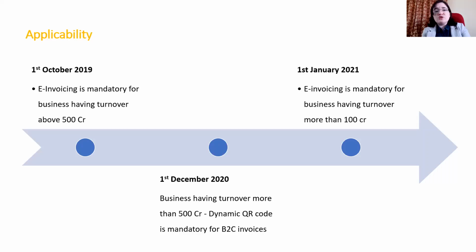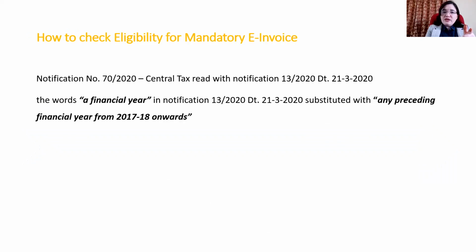So if your turnover is more than 100 crore, then definitely from 1st January 2021, e-invoicing is applicable to your company. Now the question arises: for which year do you have to check the 100 crore? If you refer to Notification 70 of 2020, read with Notification 13, it says that you have to check the turnover for the last 3 years, or from 17-18.